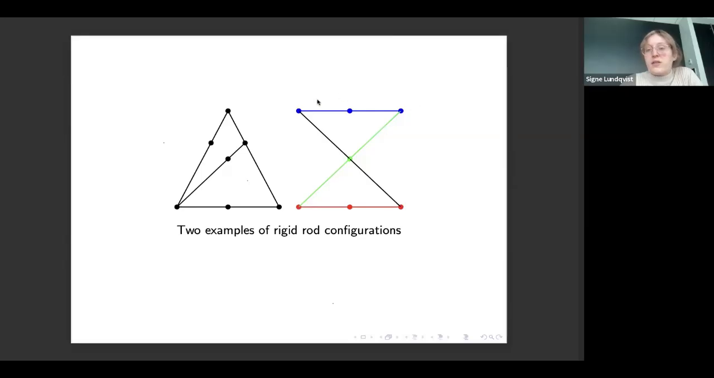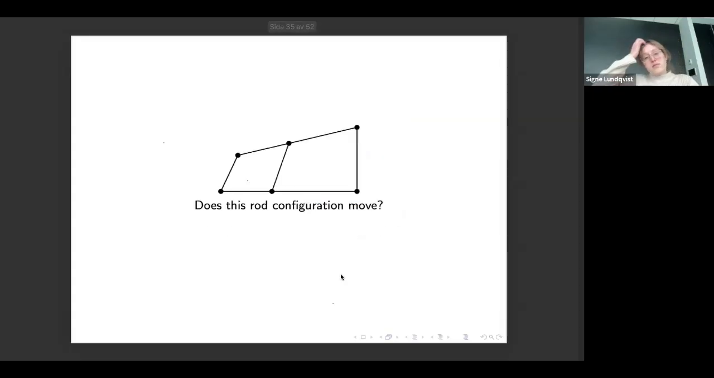For these 2, it's quite easy to see that they're rigid because you can argue that they're made up of triangles. And you can argue that there's no way of changing these angles in any way which isn't a rotation and translation, such that the distances are preserved. But it quite quickly gets more difficult. So does this rod configuration move, for example? The answer turns out to be no, it's rigid, but there's no easy argument to see that a priori.